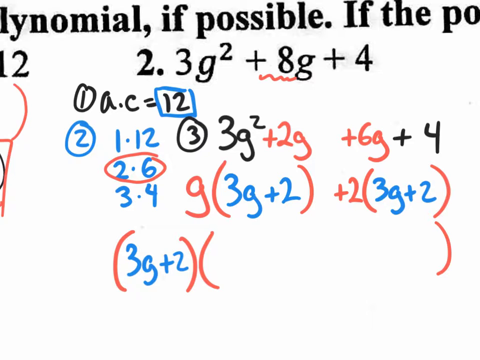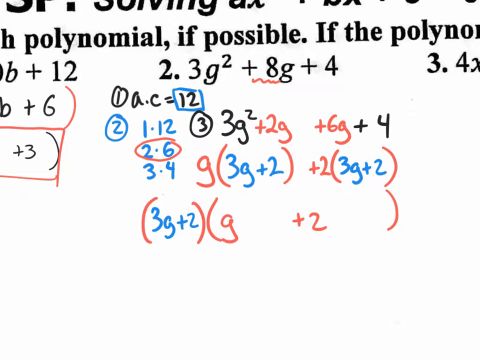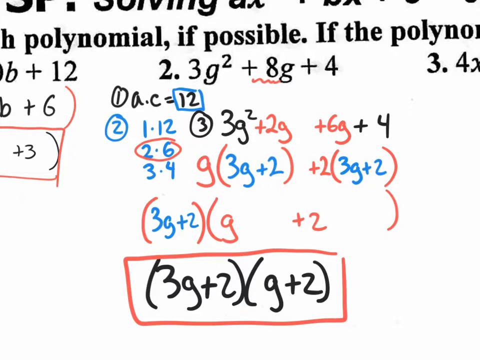And of course, if we pull out the 3g plus 2 from both, this g is left over and this 2 is left over. So what I have left on the inside of my parentheses is a g and the plus 2. So I have a g plus 2 right here. Let me rewrite that with the correct size parentheses. And there's my answer, my factored form.